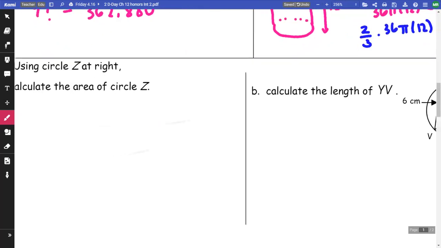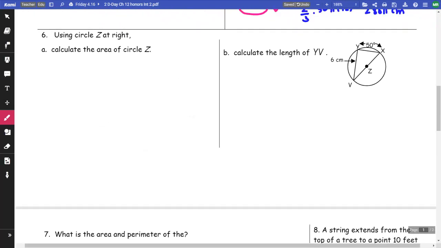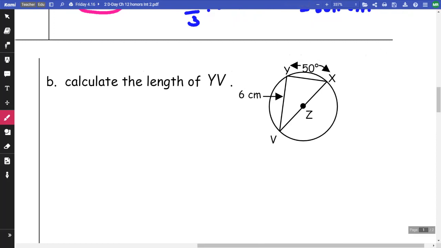On number 6, okay, we are going to be using this circle here. Z is the center. We're going to calculate the area of circle Z. So first thing I need to do is figure out this diameter so I can figure out my radius, okay? So I know that this has to be a right angle because this is a diameter. So that is an inscribed right angle there.